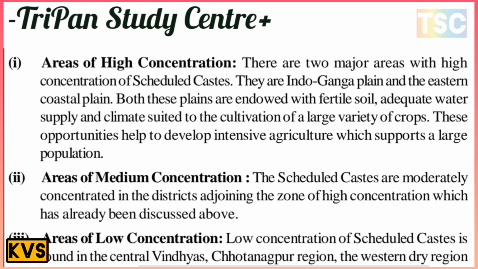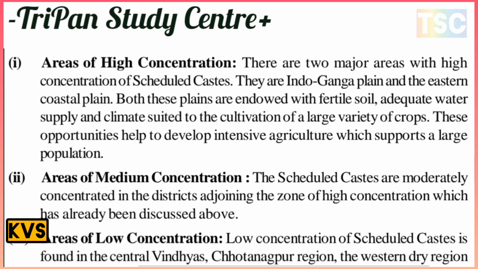They are the Indo-Gangetic plain and the Eastern Coastal plain. Both these plains are endowed with fertile soil, water supply and a climate suited to the cultivation of a large variety of crops. These opportunities help to develop intensive agriculture, which supports a large population. That is the most important point about the area of high concentration.